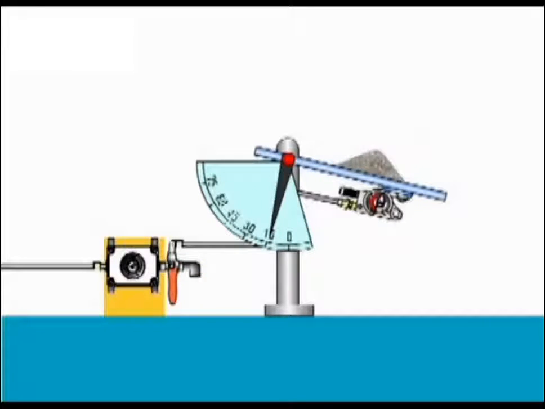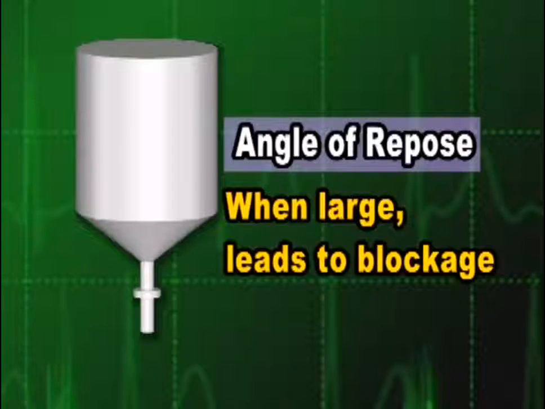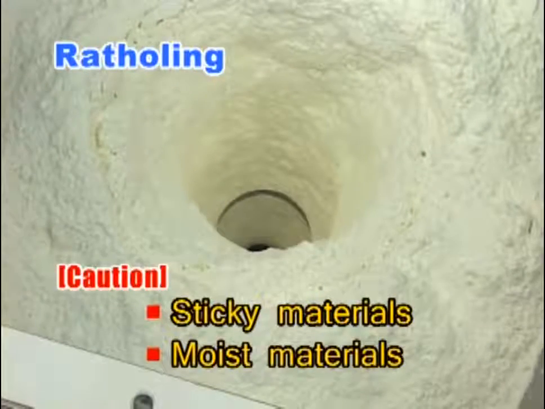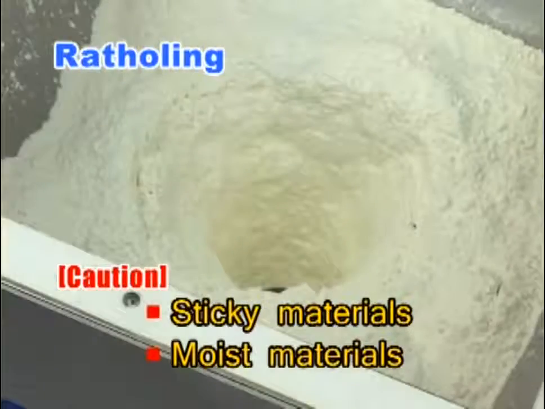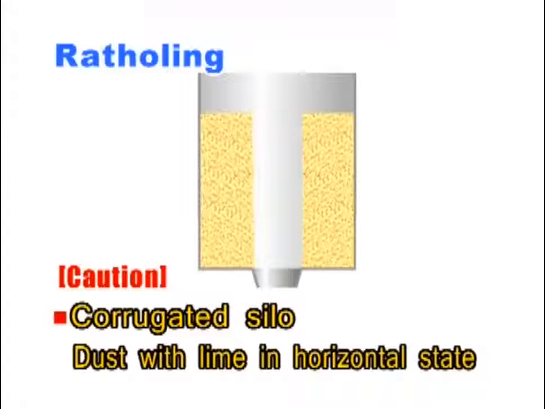In such cases, it is necessary to apply vibration or other means to promote the flow. In other words, if the angle of the cone portion of the tank is larger than the angle of repose, blockage occurs. Materials that tend to form the blockage, known as rat-holing, as you can see here, also include carbon black, PVC, and other materials without strong viscosity. As in the corrugated silo, when the dust included in lime is collected on a flat floor, rat-holing develops.